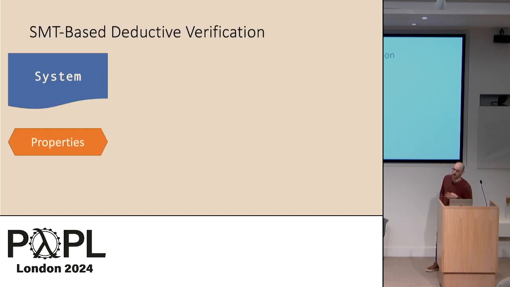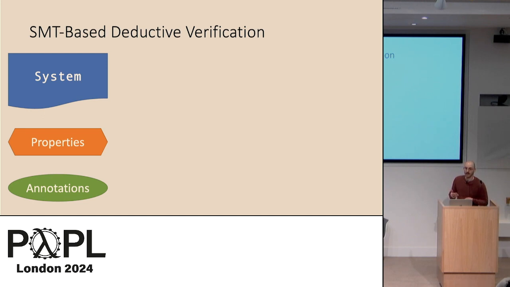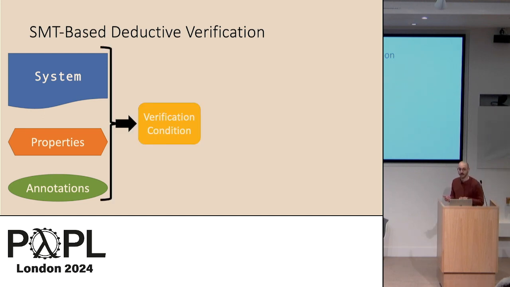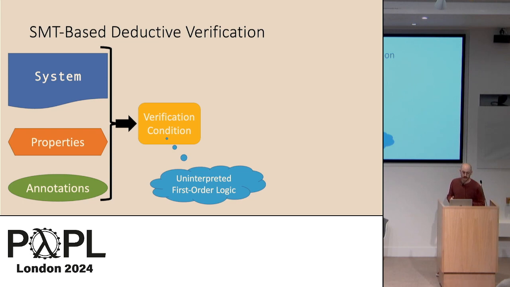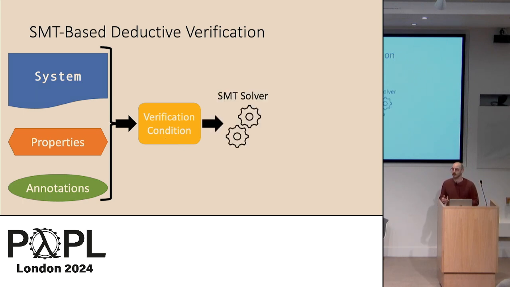So first, the setting of deductive verification, and specifically SMT-based deductive verification. We have a system. We want to verify that it satisfies some properties. We add annotations to the system, like invariants, and we then use these to derive verification conditions, which are logical formulas that are satisfiable if and only if the system is incorrect. And specifically, we're interested in the case where we use uninterpreted first-order logic to express those verification conditions. We then hand these logical formulas to an SMT solver, and there are basically three outcomes.